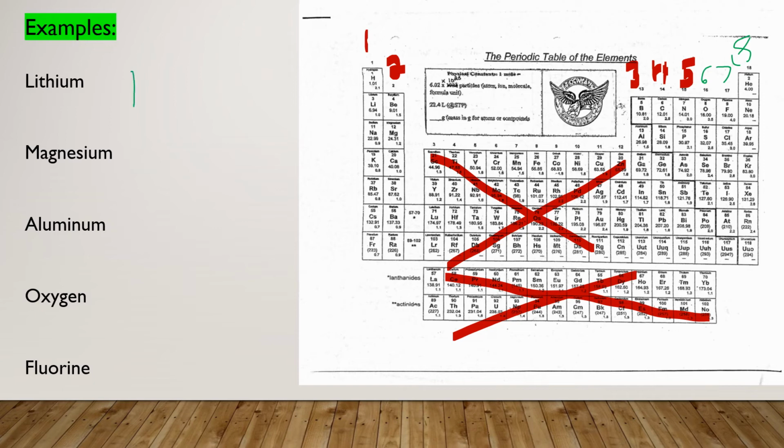So when we look at lithium, we write down lithium, and it has 1 valence electron. So we do our 1 little dot.